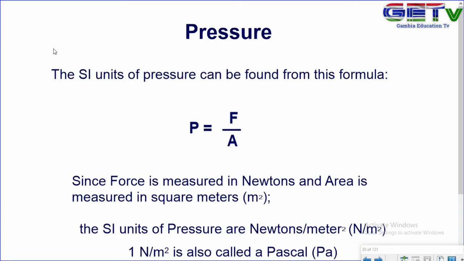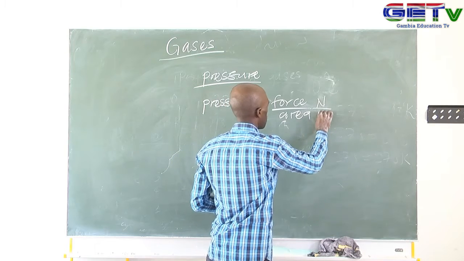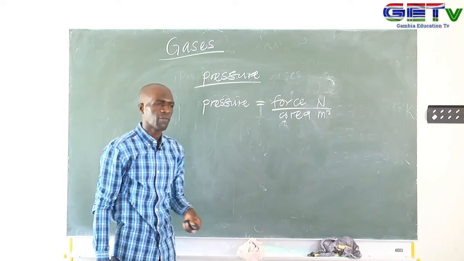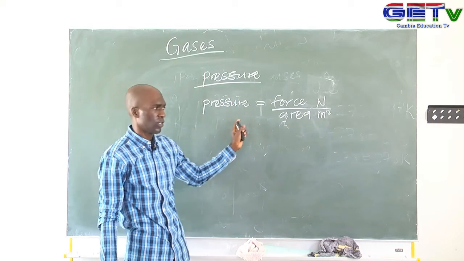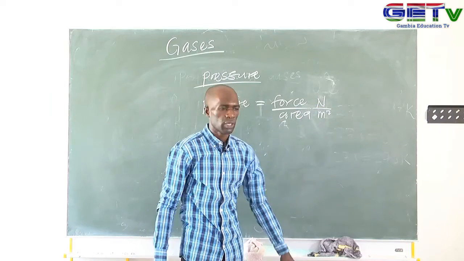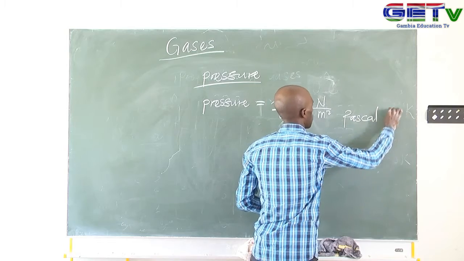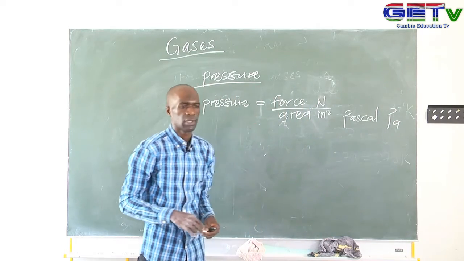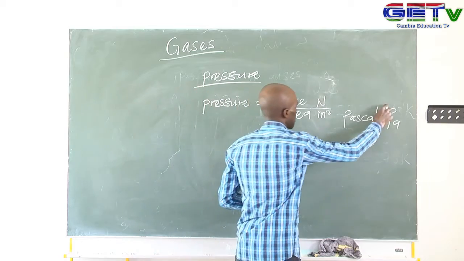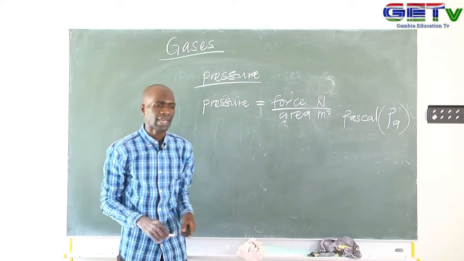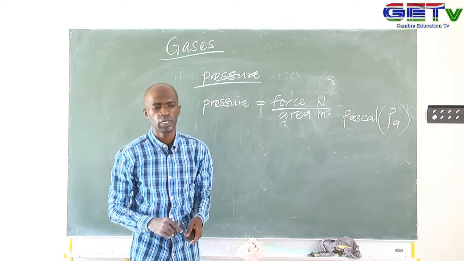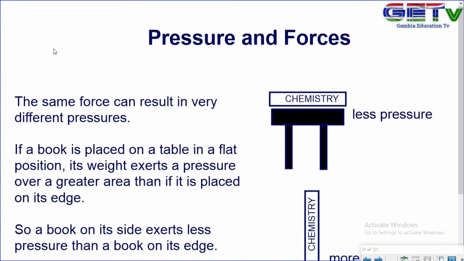So the SI units of pressure can be found from this formula. That is, pressure equals force over area, where force is measured in newtons and area is measured in meters squared. So therefore, the SI unit for pressure would be newtons per meter squared, which is also called Pascal. And we write capital P, small a, as the unit for Pascal. So these are the SI units of pressure, newtons per meter squared, and Pascal.